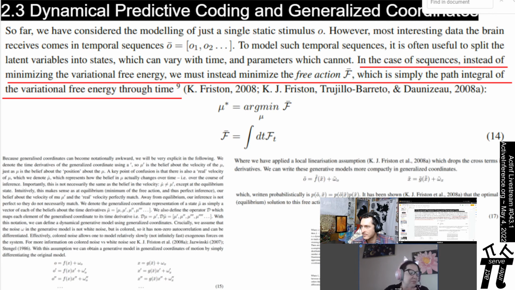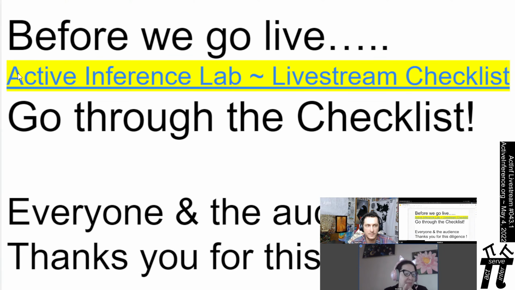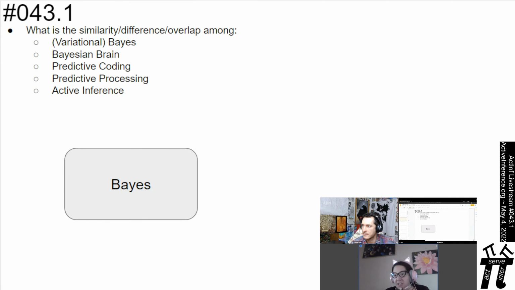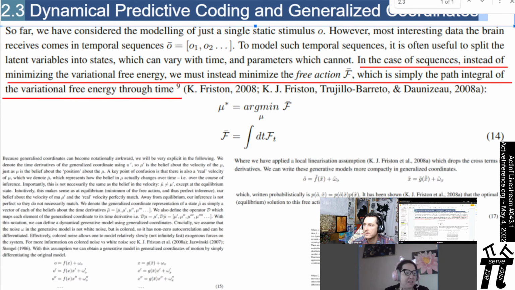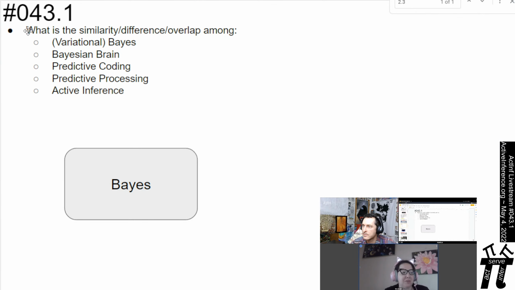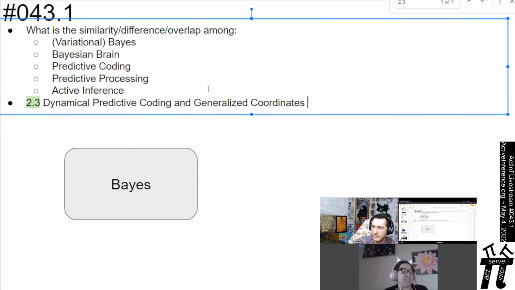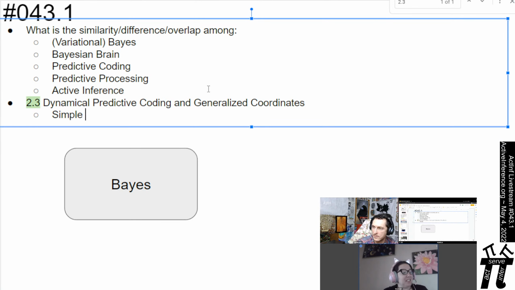A goodish, real life example about inferring the velocity and the acceleration and the jerk, just given the observed coordinates. So that was kind of it, and it talks here also about free action, which I've not heard before. So instead of minimizing the variational free energy, it says we must instead minimize the free action, which is F bar.